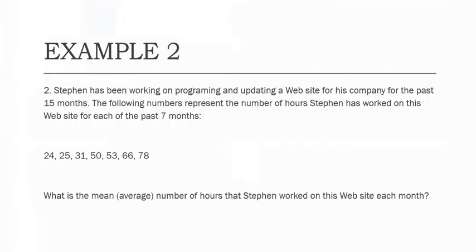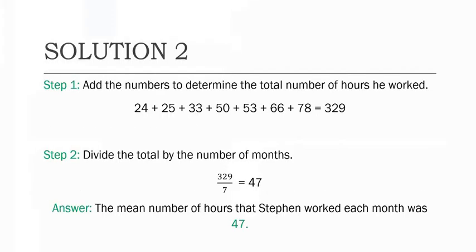Stephen has been working on programming, updating the website for his company for the past 15 months. The following numbers represent the number of hours Stephen has worked on this website for each of the past 7 months. What's the mean number of hours that Stephen worked on this website? Isn't this what we did earlier? Okay, so it's different. We still have to add, then we get the summation of x and divide by n, giving us 47. Don't forget, if I ask you to present your solution, you don't need to write the plus 24 plus 25 and so on. Just give me the formula.